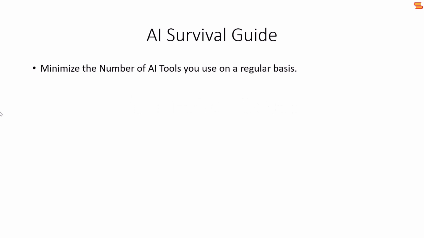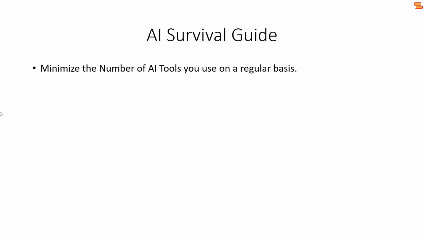So let's talk about an AI survival guide for you using ChatGPT. One of the goals that we want to accomplish in this process is to minimize the number of AI tools that you use on a regular basis. There are a number of them. They continue to grow on a daily basis, and you can just continue to buy tools without really getting a handle on how they affect what you're trying to do to generate an income.